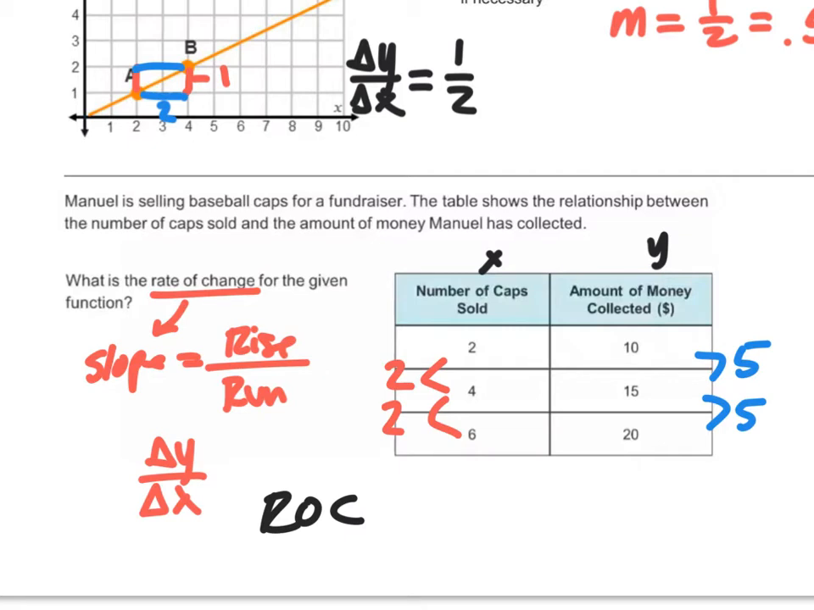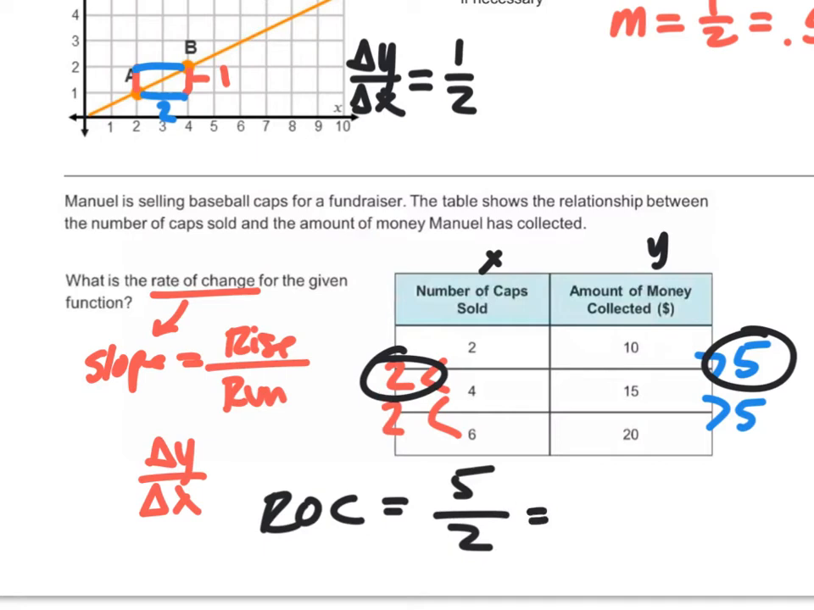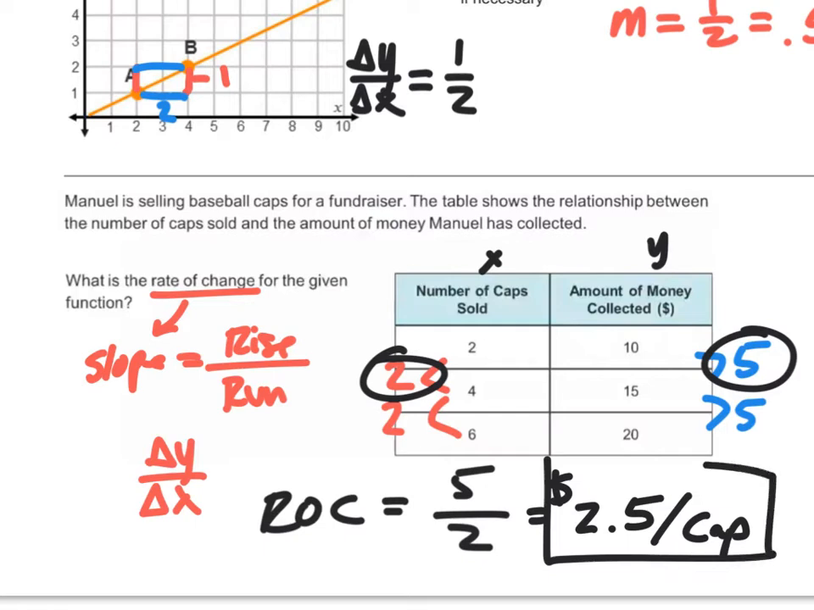Rate of change, we'll just call this the change in y, which is 5, divided by the change in x, which is 2. And the nice thing is that it's constant. We keep getting 5 every time, all right? So we know it's linear, all right? So if you keep getting the same change in your y divided by the same change in your x, that's what you're going to get. So 5 halves as a decimal is 2.5, okay? And that's dollars per cap, okay? And that's the other thing, is to be able to apply what it is that your y value is, and actually applying what this says. So the amount of money versus the number of caps sold.